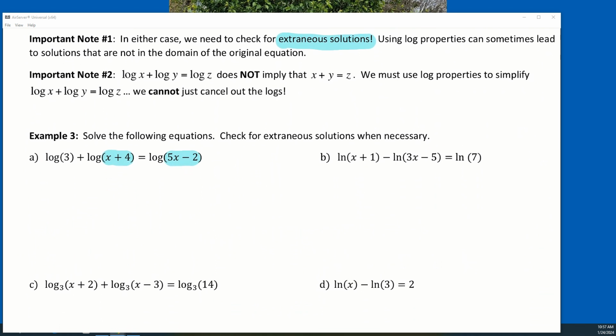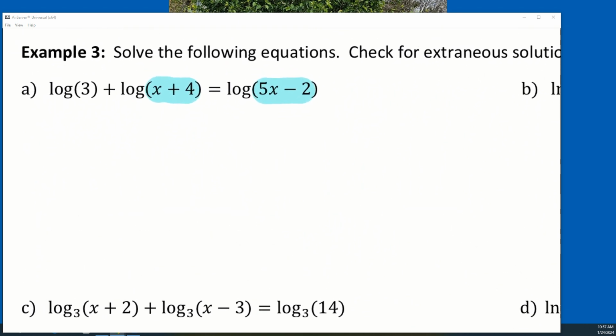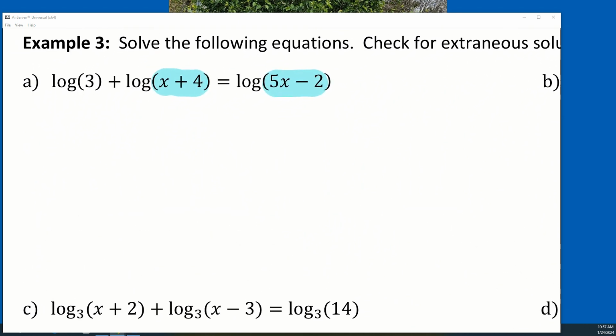All right, so let's look at example 3. Before we start solving it, let's talk about the values of x that are possible, that are defined. If we look at this first argument, we know that x plus 4 has to be greater than 0. So what does x have to be greater than? Negative 4. And then if we look at the other argument, 5x minus 2 has to be greater than 0, so that means x has to be greater than 2 fifths.